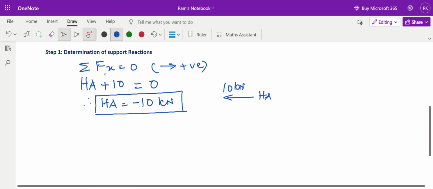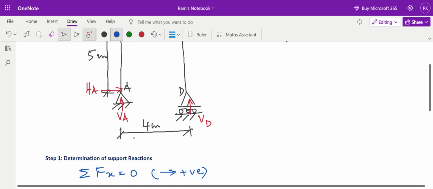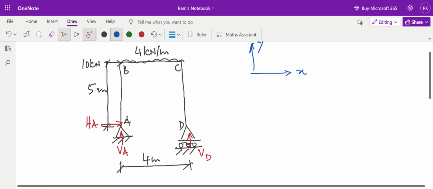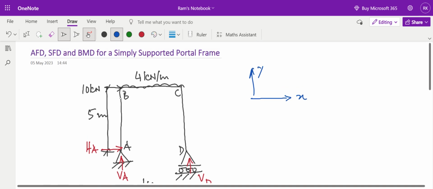Now let's calculate the summation of forces in y direction equal to 0. It should be a methodical, step by step approach, so that there are no chances of committing any mistake. So I will scan again from A. The force acting in y direction is VA acting upwards. There is no other force between A and B.